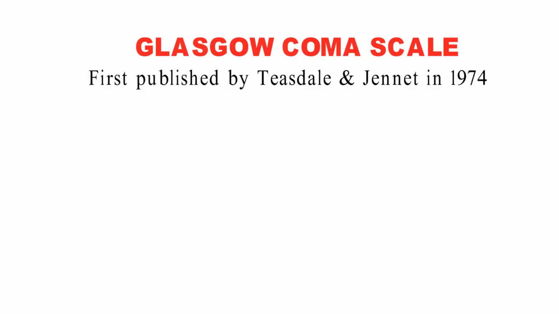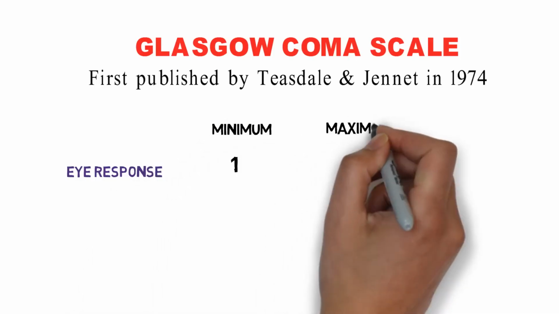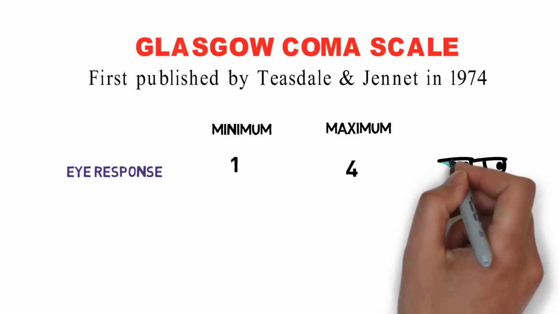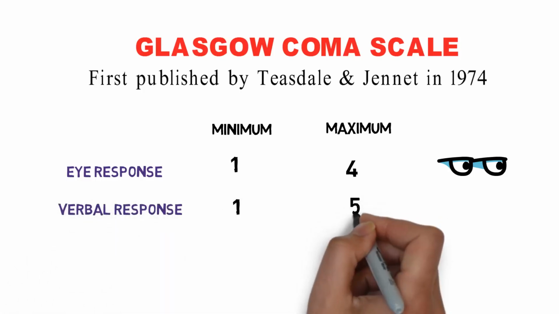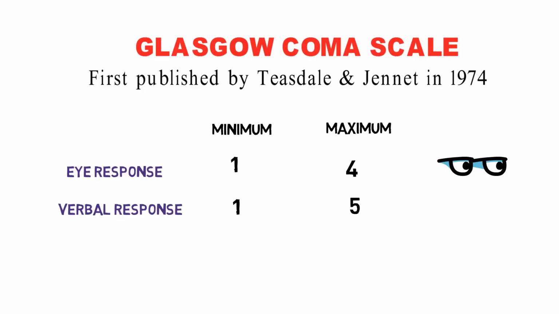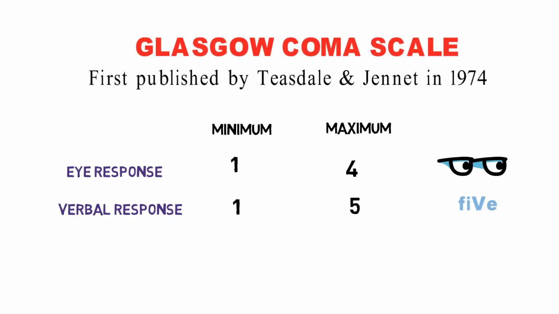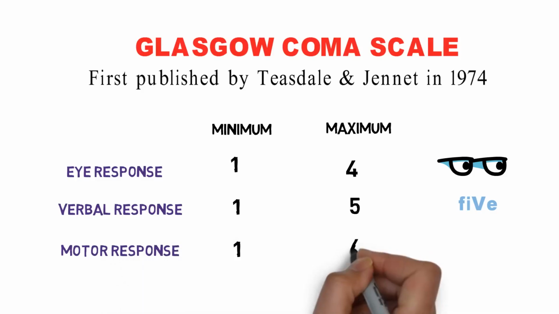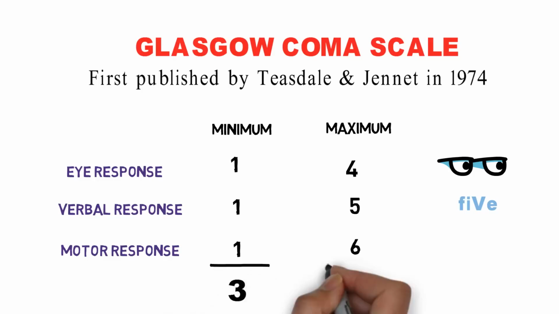It is divided into three categories. First is eye response. It has a minimum score of 1 and maximum score of 4. You can memorize maximum score by these eyes with spectacles. Second is verbal response. Minimum score is 1 and maximum score is 5. And how to memorize this? As 5 has V in it, so 5 for verbal response. And the last is motor response. Minimum score is 1 and maximum 6. So minimum GCS score is 3 and maximum is 15.